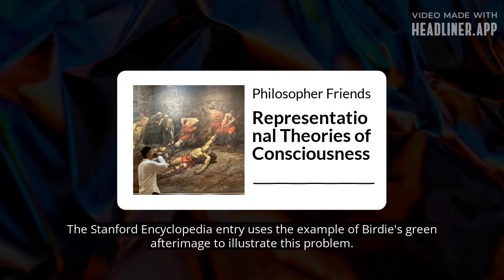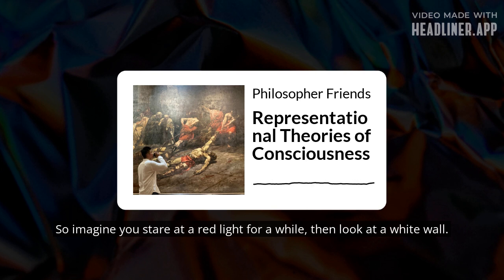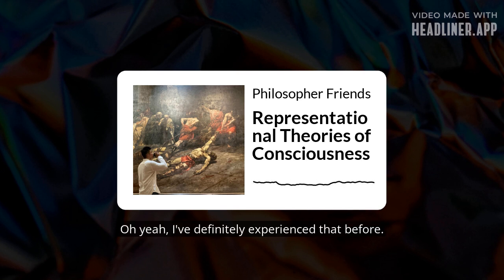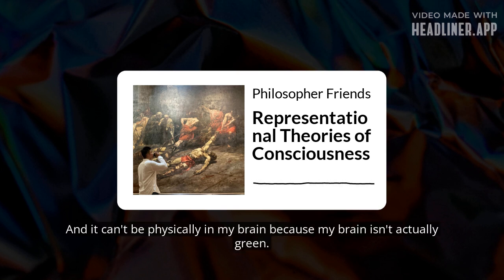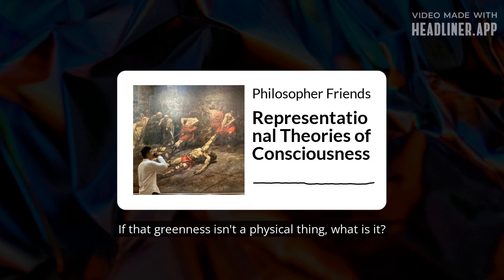The Stanford Encyclopedia entry uses the example of Birdie's green afterimage to illustrate this problem. Imagine you stare at a red light for a while, then look at a white wall. You'll see a green afterimage, a lingering spot of green. Oh, yeah, I've definitely experienced that before. But where is that greenness actually located? It's not on the wall, which is white. And it can't be physically in my brain because my brain isn't actually green. Precisely. This is the dilemma. If that greenness isn't a physical thing, what is it? And how does it fit into a purely physical world?